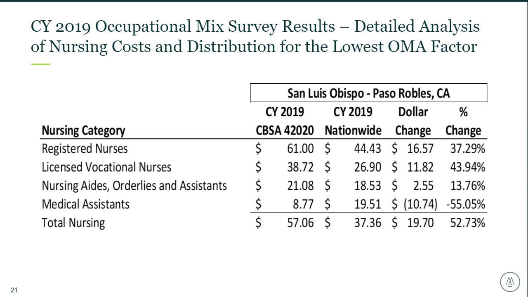The good news is, looking forward, or I should say the not so good news is, looking forward, the San Luis Obispo CBSA is stuck at an OMA adjustment factor of 0.8938 for the upcoming federal fiscal year 2024 IPPS. But the good news is on a go-forward basis, they have the opportunity to reset their OMA in the upcoming 2022 OMS.